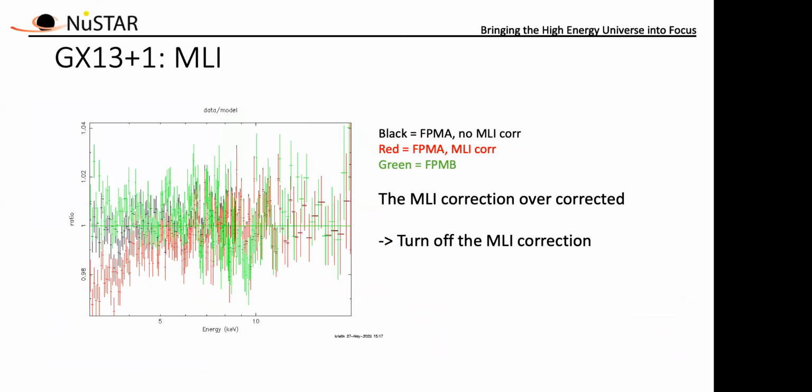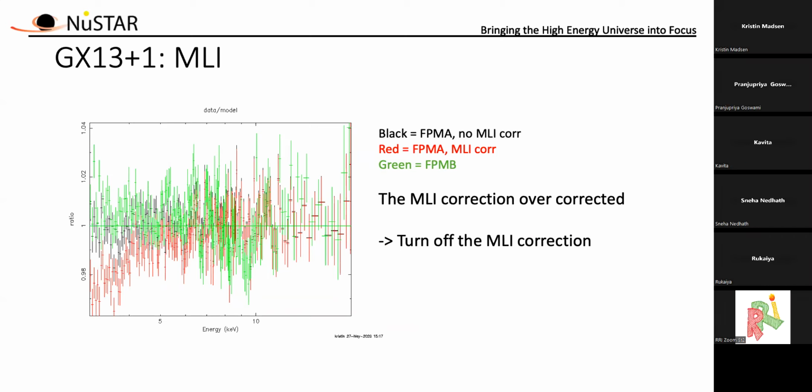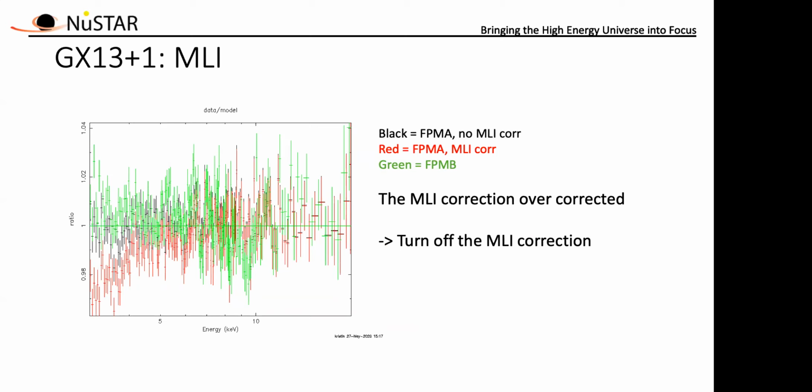The other thing to check is the MLI. I mentioned this before, and I mentioned that it can be variable. We have corrections to it, but they don't always work. In this case, they didn't work. The black curve is FPMA with no MLI correction. The red is FPMA with MLI correction. The green is FPMB. You can see that the green and the black agree, but where I have put the MLI correction on, it does not agree. It overcorrects. So in this case, I had to turn off the MLI correction in order to get the data correctly.